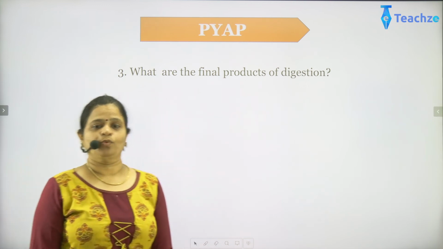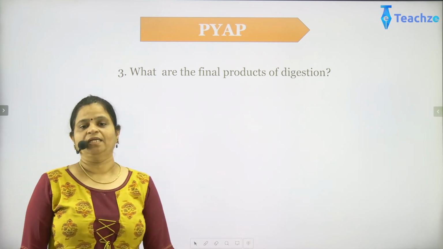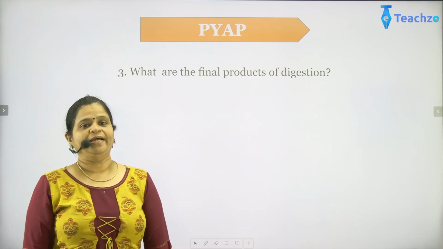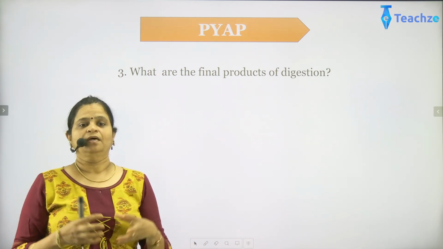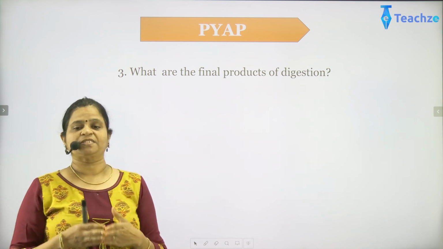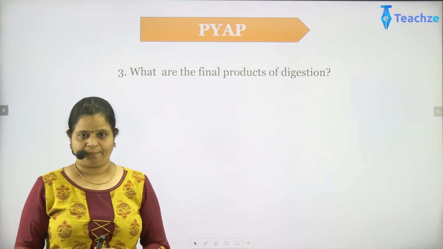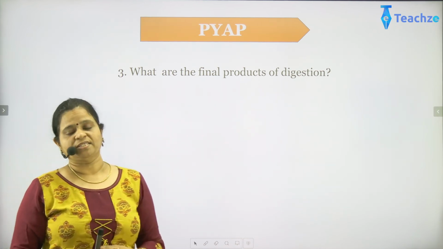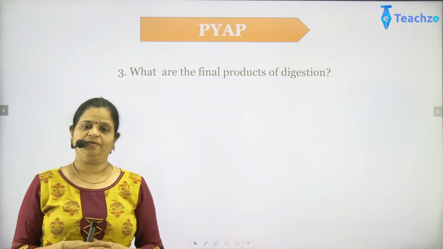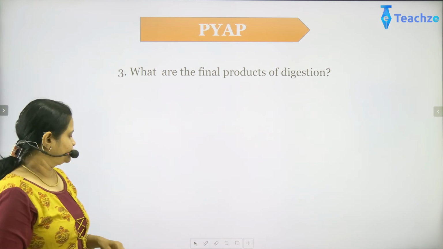Now coming to the third question, what are the final products of digestion? We have already seen that the trypsin, amylase as well as the lipases will break them down into simpler substances: the amino acids, simple sugars, as well as the fatty acids and glycerol.